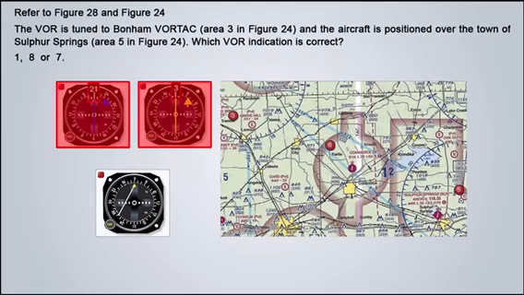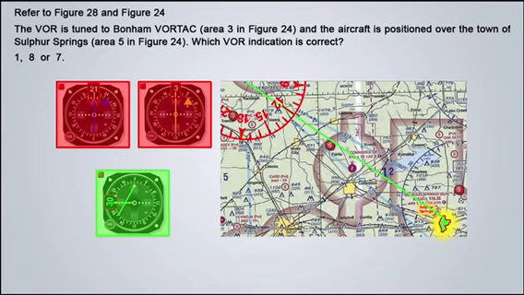Now, if we apply this to our question, we now know that only the needle matters here. And if we follow it straight to the left, we can see that 300 west-northwest is our heading to the station, placing us east-southeast of it, and to be precise, on the 120 radial from the station, which is the exact location of Sulphur Springs from the Bonham VORTAC, east-southeast, right on the 120 radial. So, we have confirmed that VOR number 7 is indeed our correct answer.